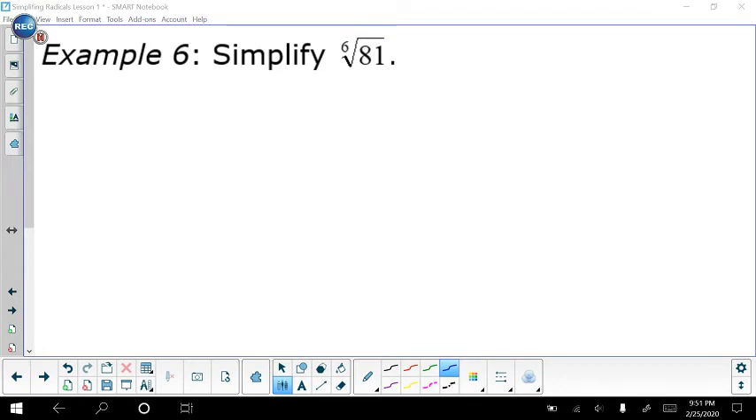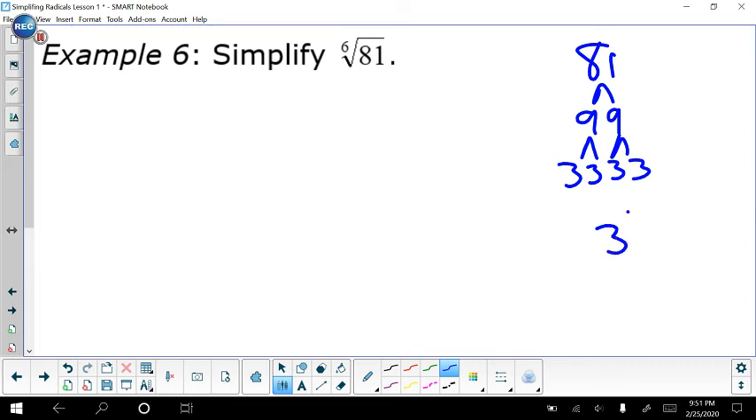Okay, so looking at example 8, this is also one of those simplifying problems where we have to take a look at the factors of 81, which are just going to be 9 times 9, and that's going to be 3 times 3 times 3 times 3. So we can rewrite that as 3 to the 4th power. Okay, now we still don't have 6 3's, so this is kind of an issue.